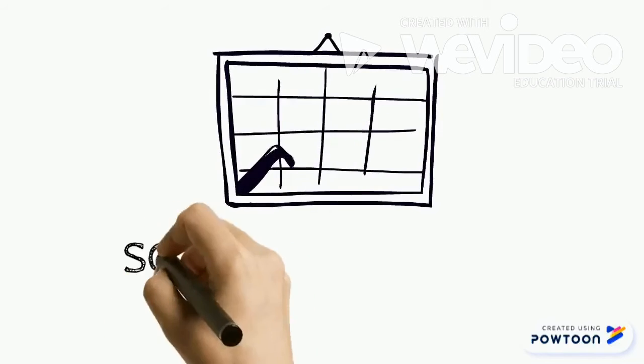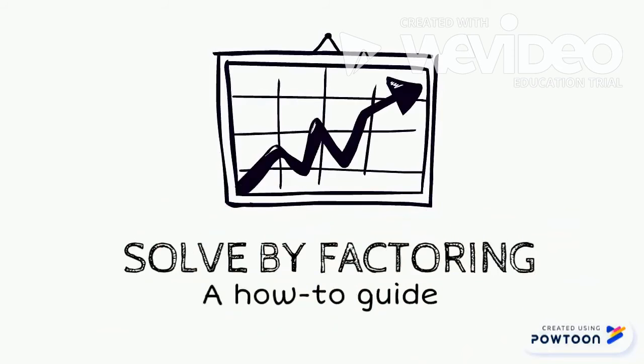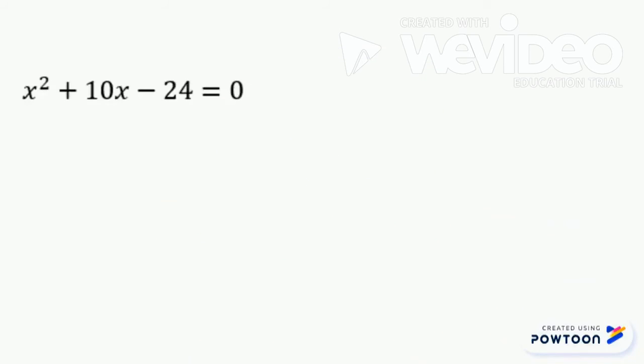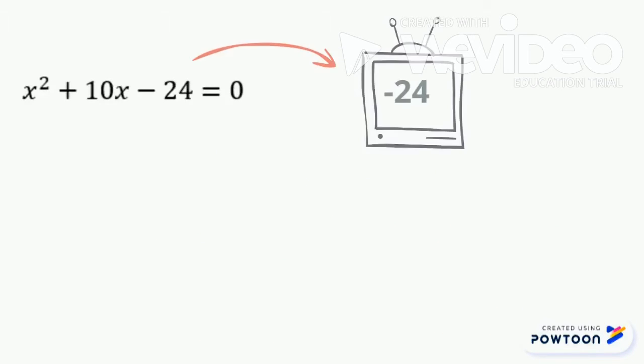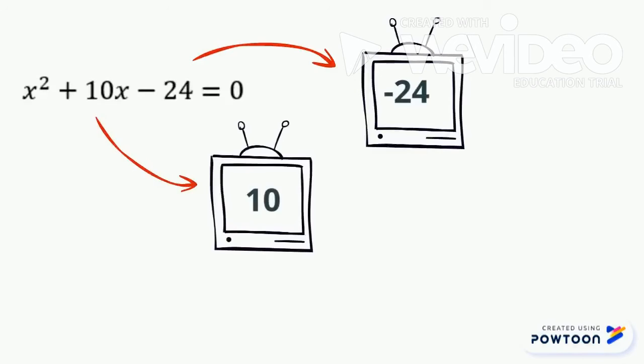Here we will factor and solve a basic polynomial. First, find two numbers that multiply to -24 and add to 10. Got it? How about +12 and -2? Great!